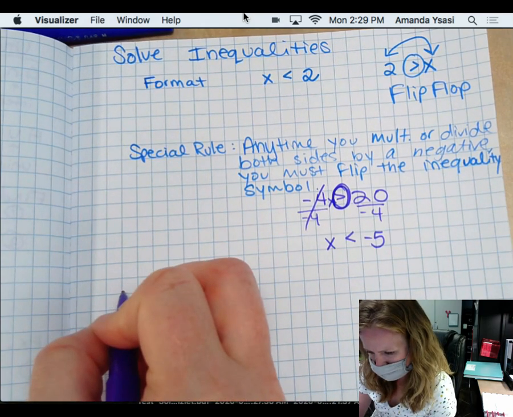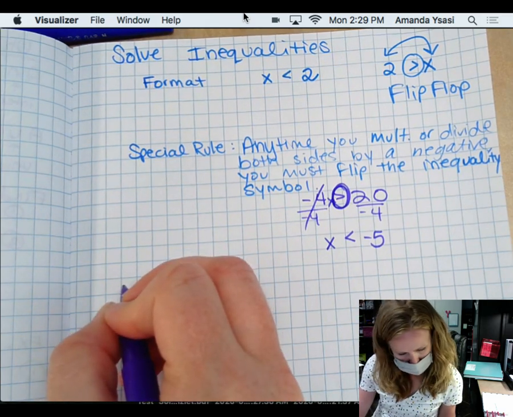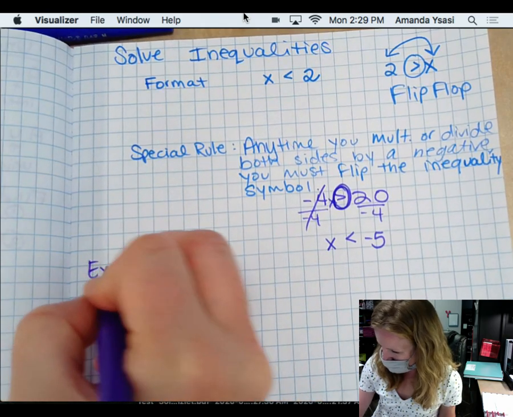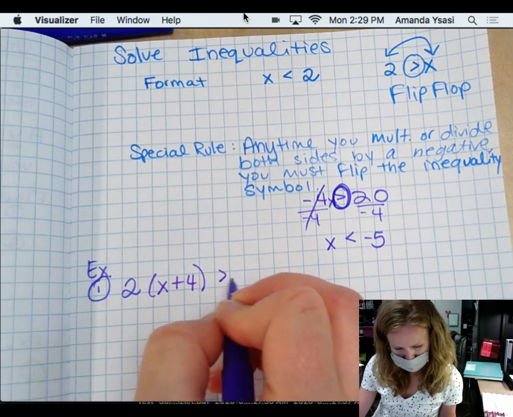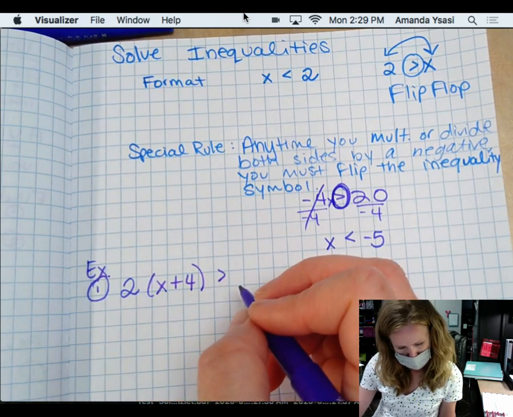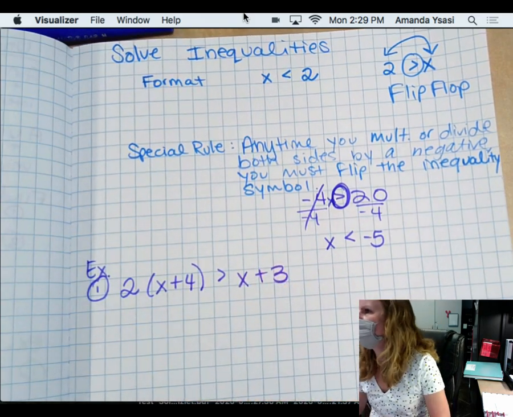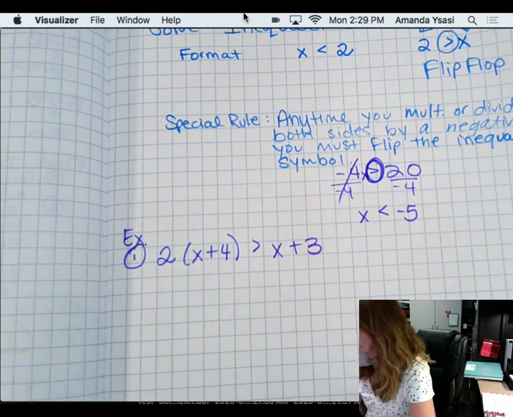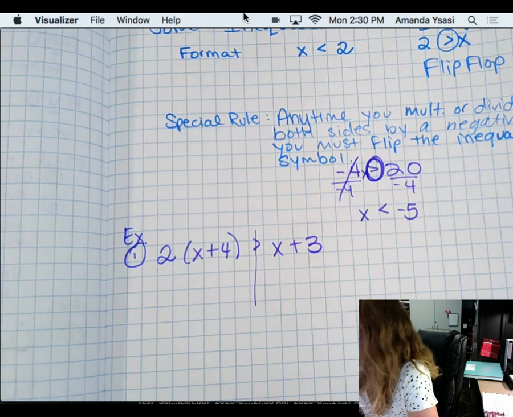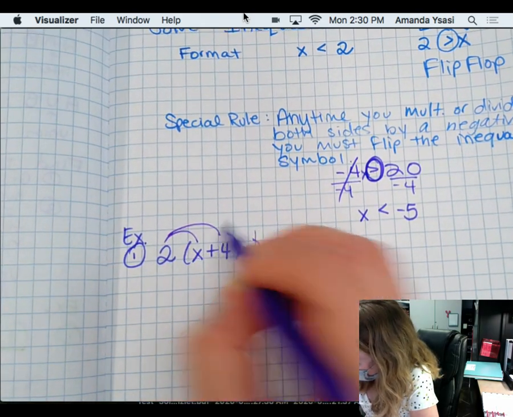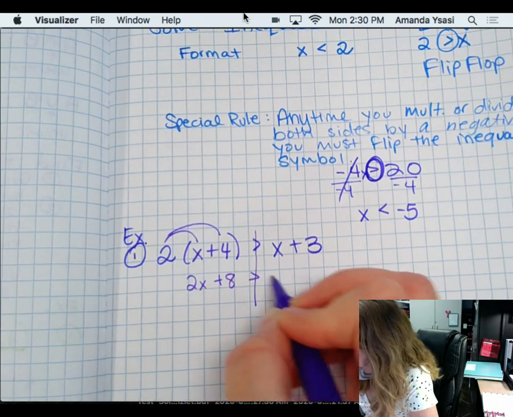So let's look at some examples. So example number 1 is going to be 2 parentheses x plus 4 is greater than x plus 3. So just a quick, easy one just to help remind you. Distribute it. We have 2x plus 8, greater than x plus 3.